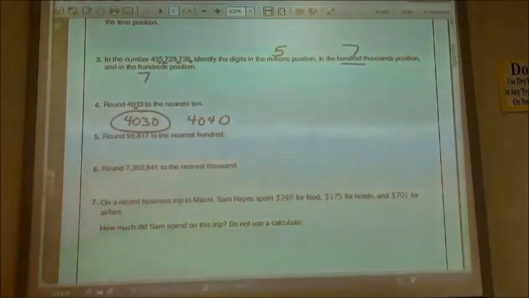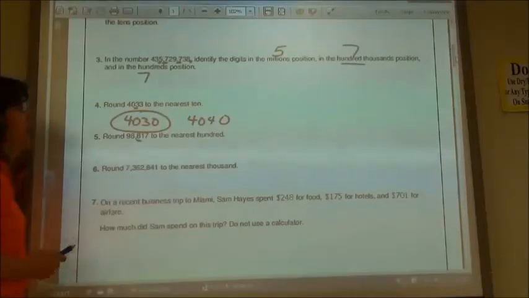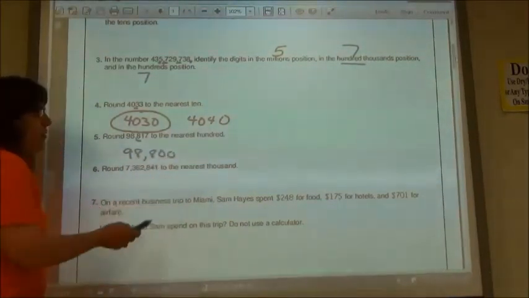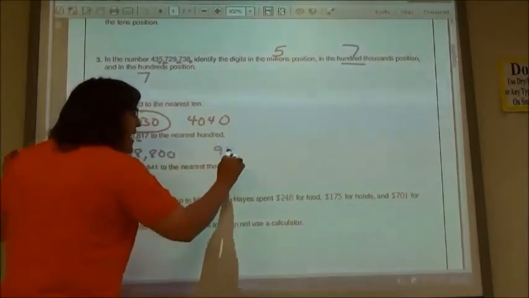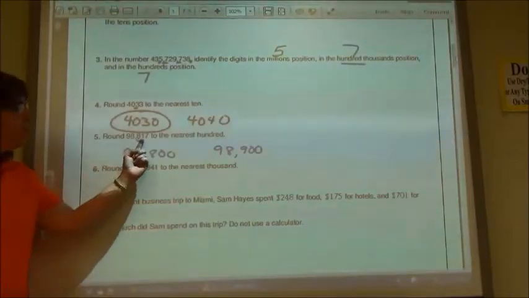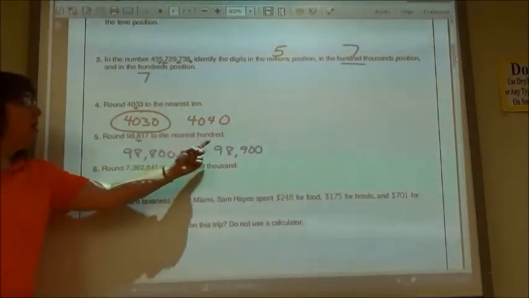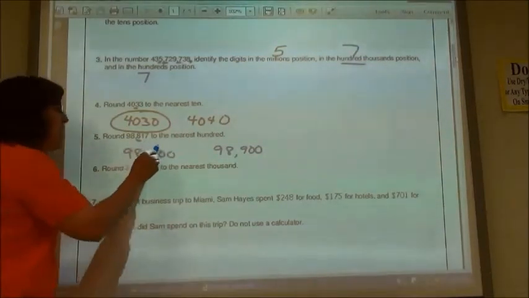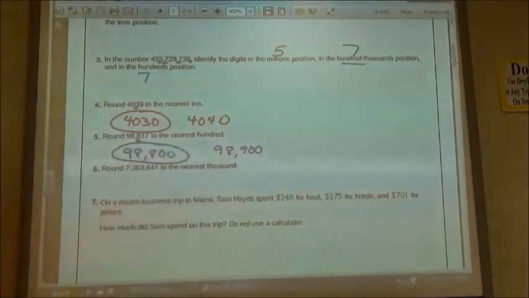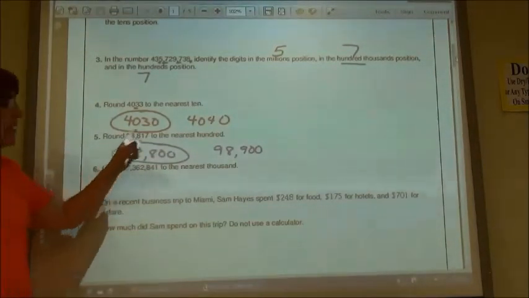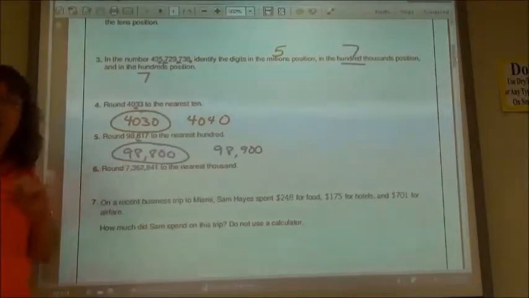So if I'm rounding 98,817 to the nearest 100, the 8 is in the 100 spot. So do I leave it 98,800 or do I round it up by 100 to 98,900? So I look at the number right after the 100 spot. Again, if it's 5 or higher, I round it up. If it's 4 or less, I leave it alone. Well, 1 is less than 4. So again, I'm going to have 98,800. 98,817 is between these two numbers, but it's closest to this one.